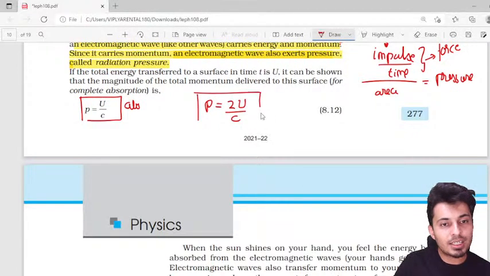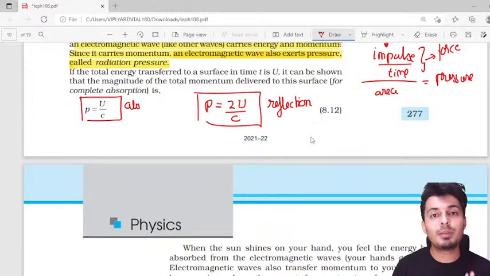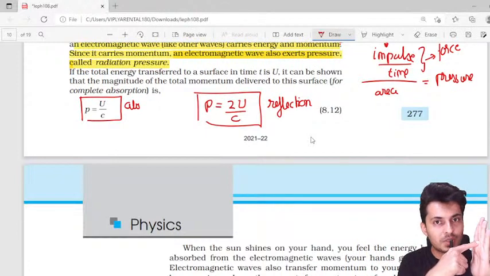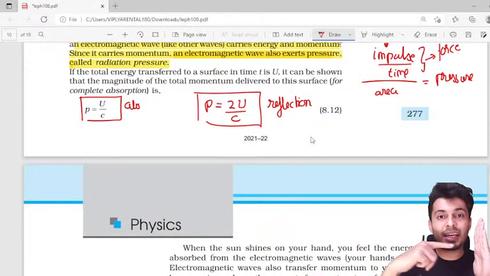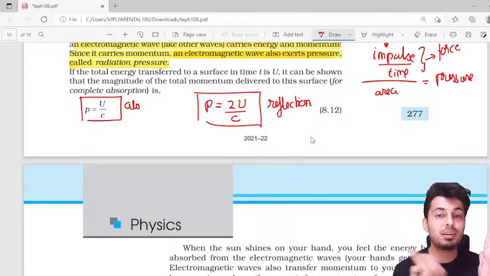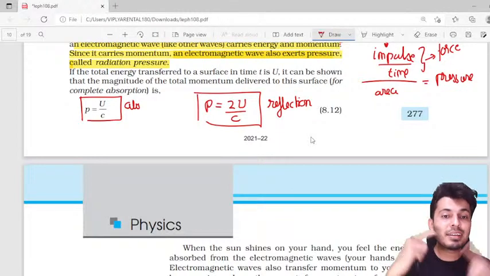This is for reflection. Why 2? Why 2, guys? Why is it 2 times for reflection? Because if you remember the 11th standard momentum and collisions chapter, if a ball goes and hits the wall and stops, the change in momentum is mv. But if a ball goes and hits the wall and rebounds back with the same speed, then the change in momentum is 2mv. That's the reason why it is 2U.